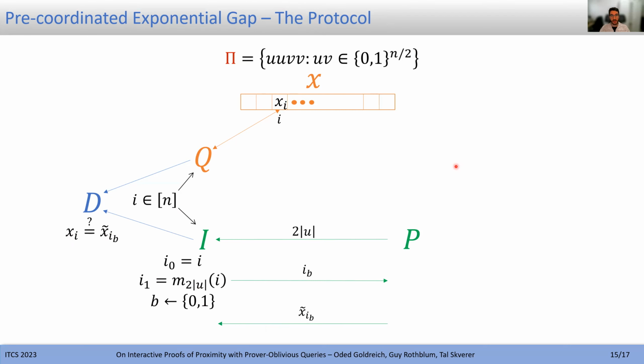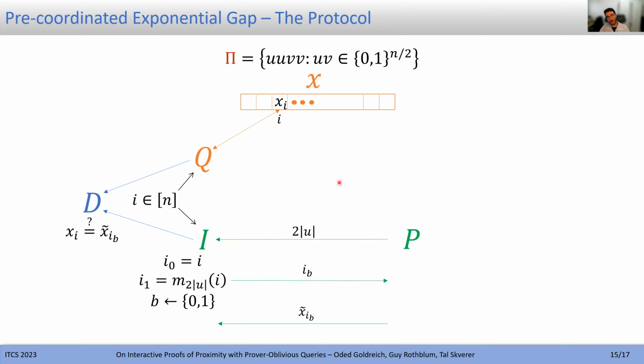So why does this protocol work? Let's start with the case in which X is in the property. If X is in the property, then there is some cut to U that satisfies this condition. The honest prover can simply send this correct cut, and then no matter which position we ask, i or the matching position of i, these two indices point at the same bit. So the prover can simply see this bit and send it back, and it will always be equal to the bit that we queried, and we will always accept. We will always say yes.